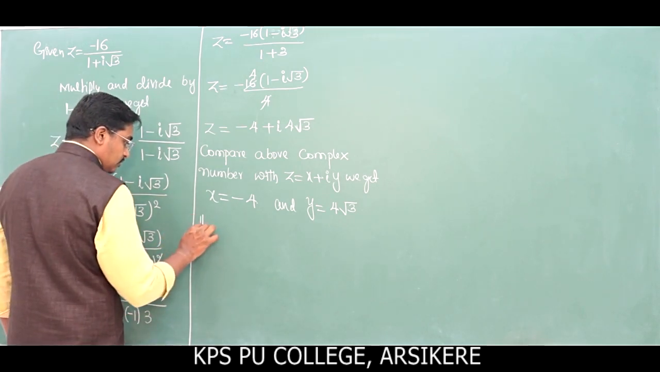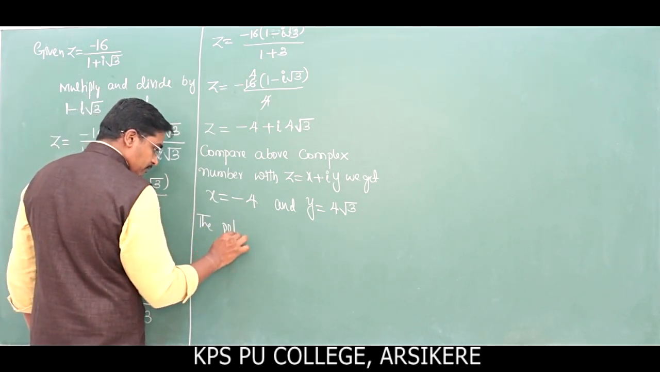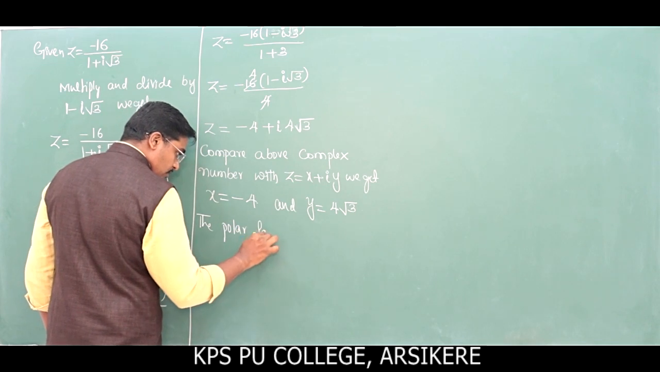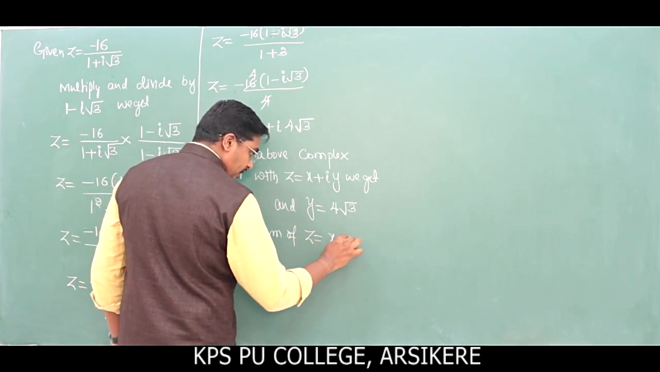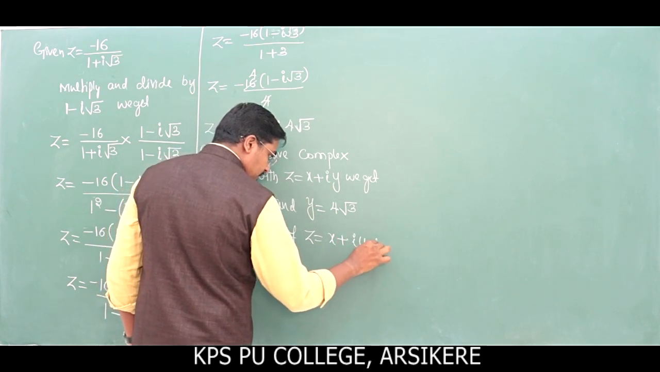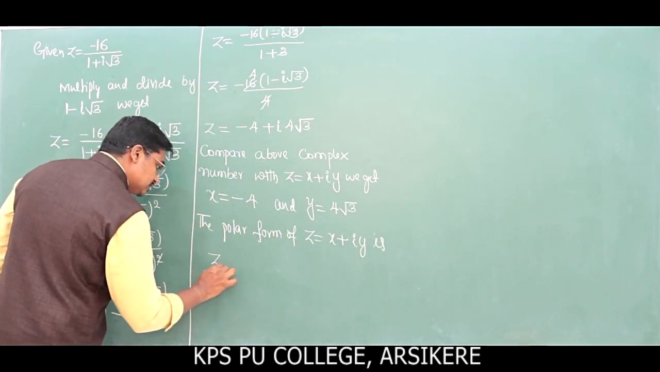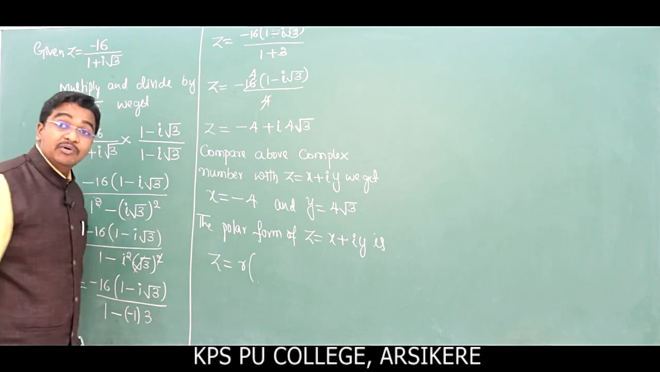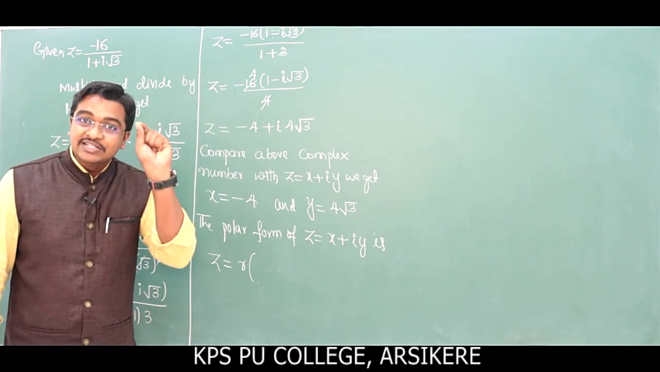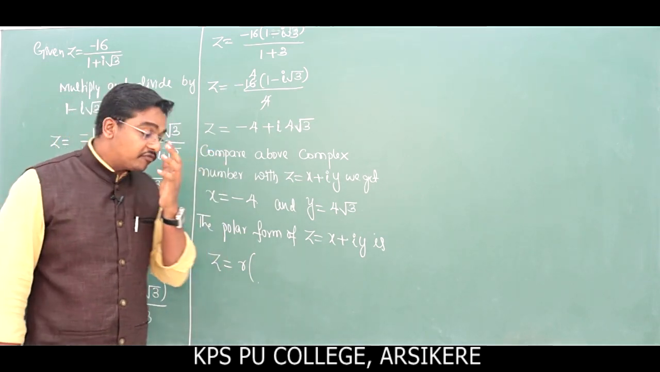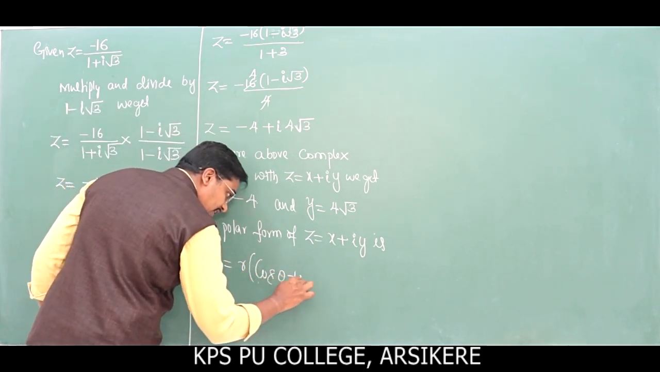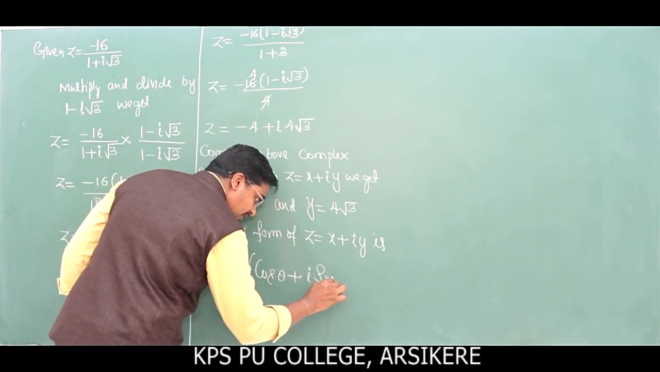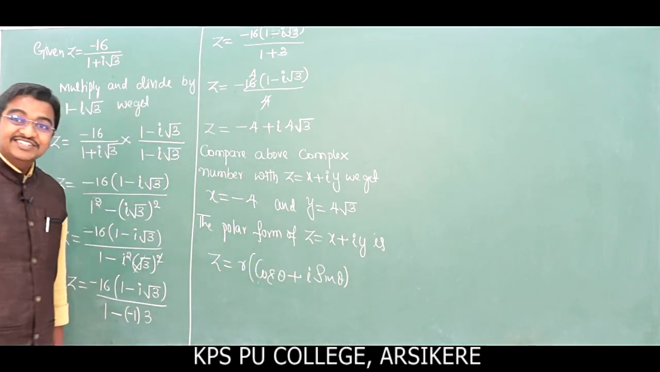Therefore, the polar form of z is equal to x plus iy is z is equal to r times. Now tell me, what is the formula? Very good, z is equal to r times of what? Cos theta plus i sin theta, right?